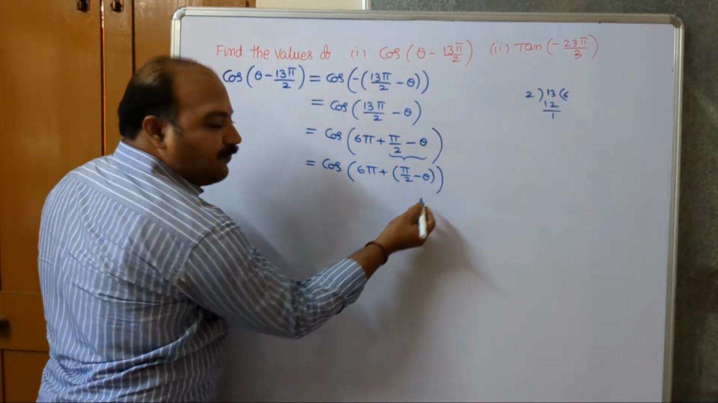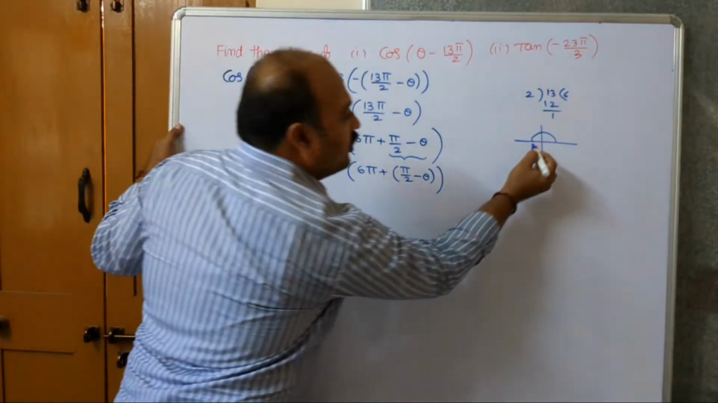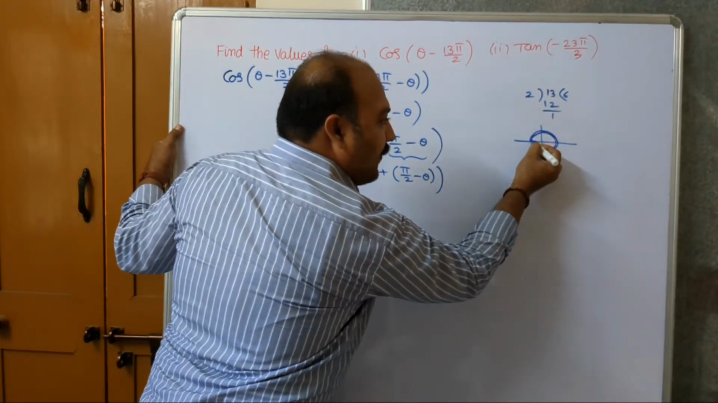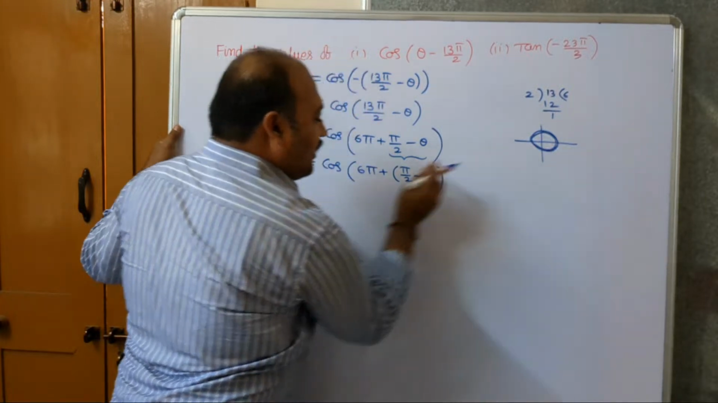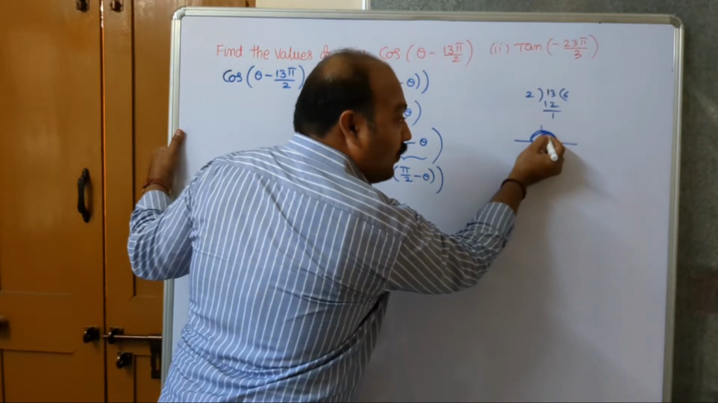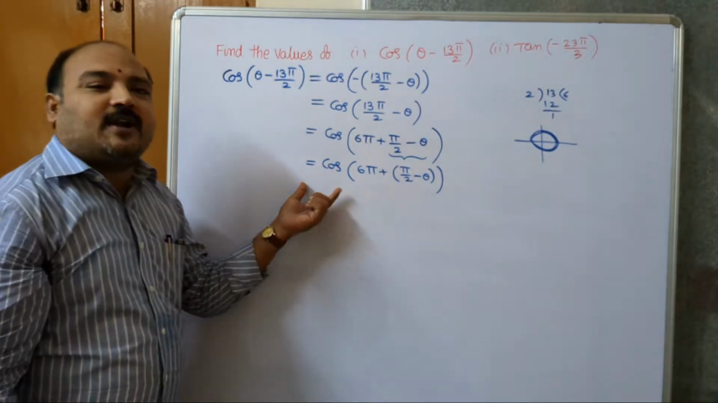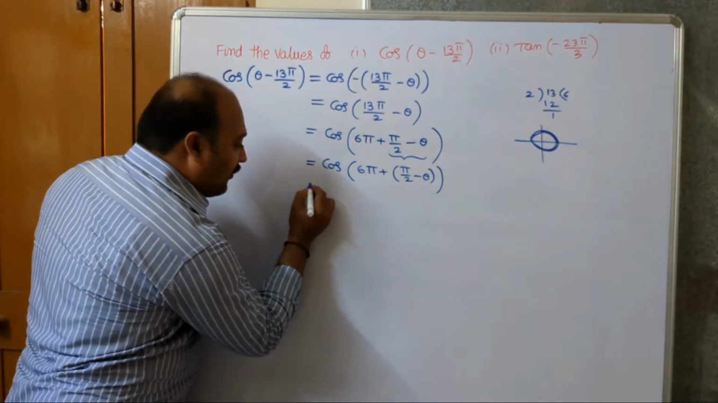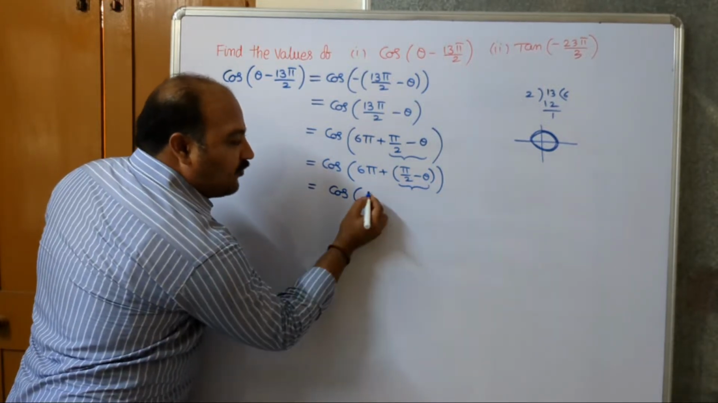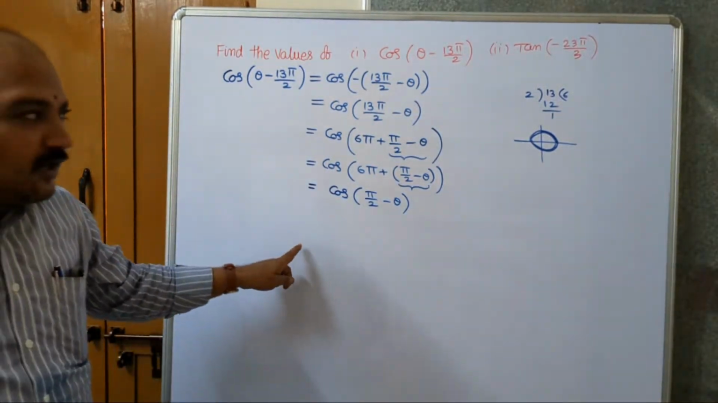Now go to the quadrants. Pi, 2 pi, 3 pi, 4 pi, 5 pi, 6 pi, 6 pi plus pi by 2 minus theta. 6 pi plus pi by 2 is there, but minus theta is there. Again, in the first quadrant. In the first quadrant, cos anyway positive. It is even multiple means cos only will come. Cos, theta value is what? Pi by 2 minus theta. I hope you understand once again.